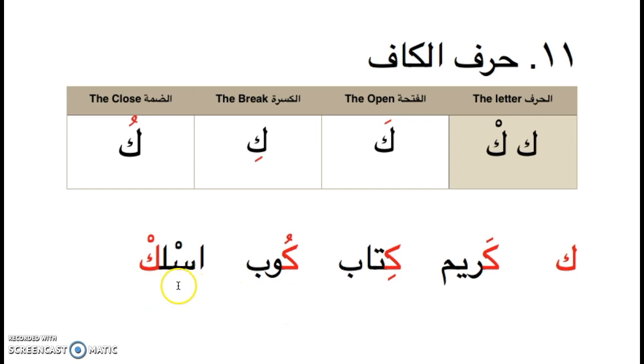Usluk is like go in that direction. Or go into that. Yeah, go into that direction. Salaka is like he went into that direction in a sense. Meslek is like where you go.